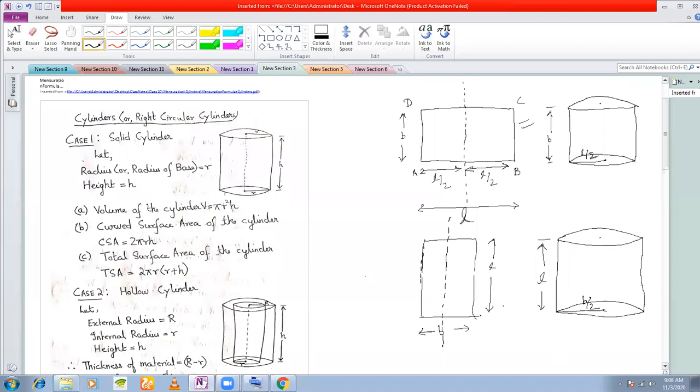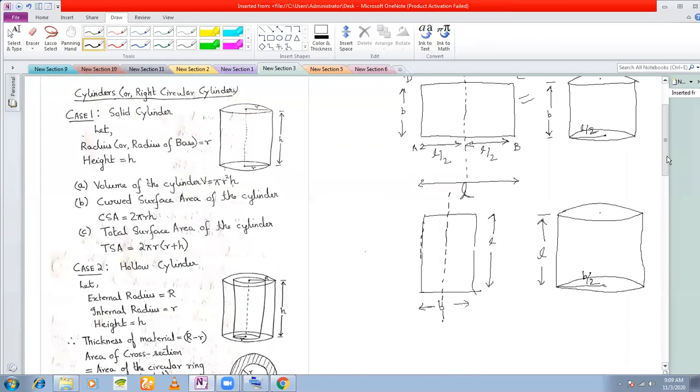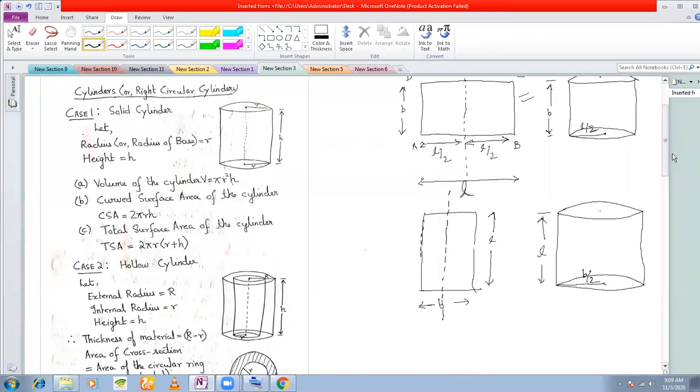So clearly, a cylinder is a surface that is generated by a rectangular sheet which is revolved about the middle point of the length or the breadth, at its axis, about the line joining the middle point of the length or the breadth at its axis. So that is what the actual definition of a cylinder is.